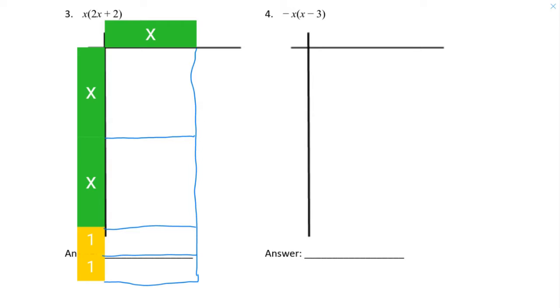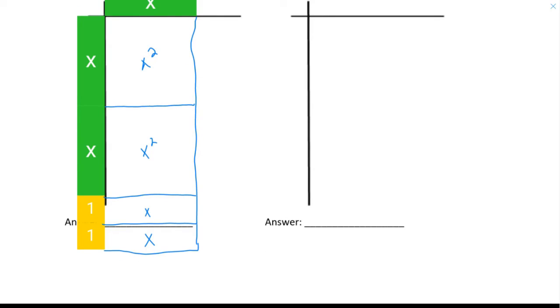And that's really going to allow you to see what you have, because notice that these are big squares, which means they're x squared tiles. These are rectangles, which means they're x tiles. And since everything in this case is positive, all of those values are going to be positive. So when I look at the final product and combine all these like terms, we should end up with a final answer of 2x squared plus 2x.